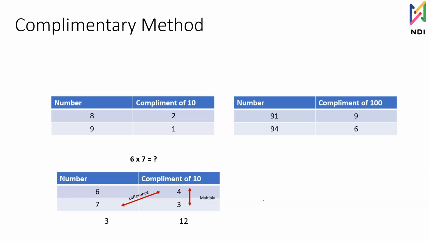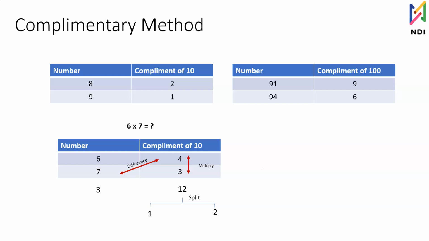Because I am multiplying a single digit into a single digit, my answer can only be a double digit, right? Unless it crosses a certain number, right? In the case of multiplying two single digits, the answer has to be a double digit, right? So what do you do? You got 3 and 12. The answer cannot be 312. That will be a three-digit number, right? That is not possible.